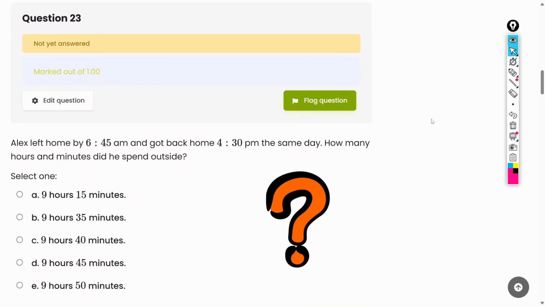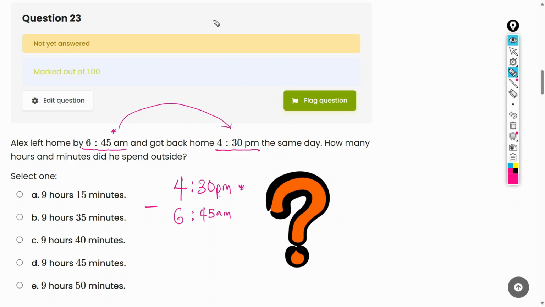Question 23. Alex left home at 6:45 a.m. and got back home by 4:30 p.m. the same day. How many hours and minutes did he spend outside? So you want to find out how much time it took from this time to this time. And how you do that is by subtracting. So 4:30 p.m. minus 6:45 a.m.